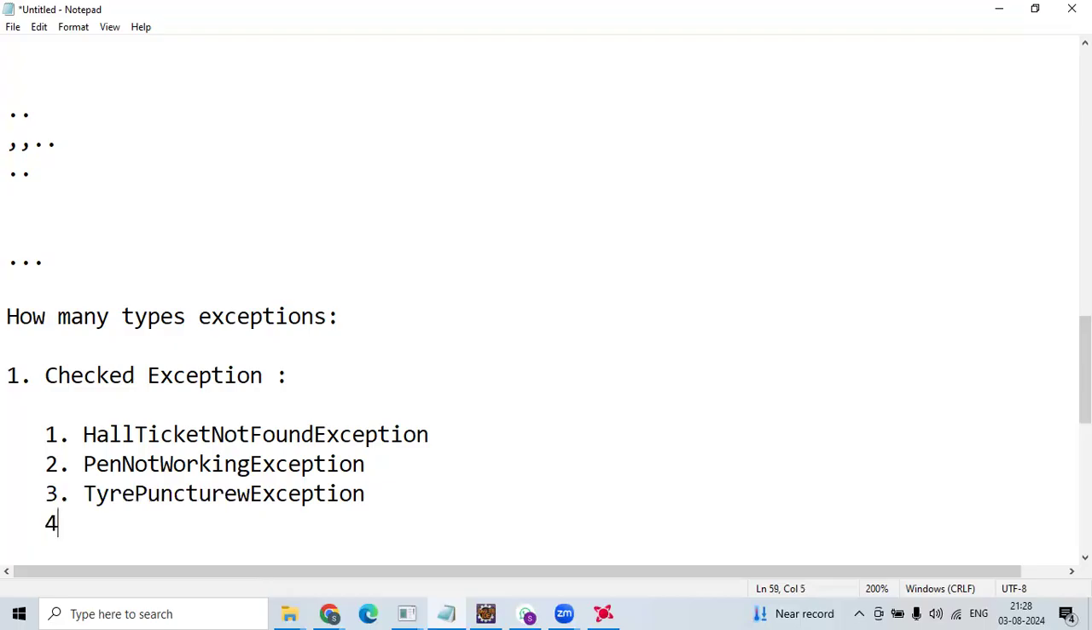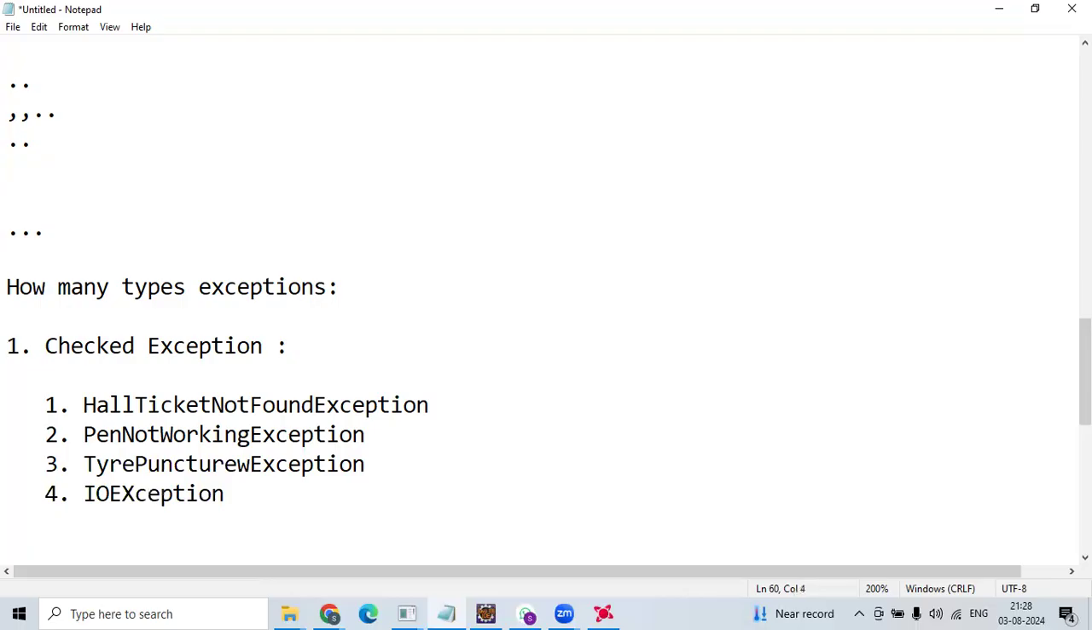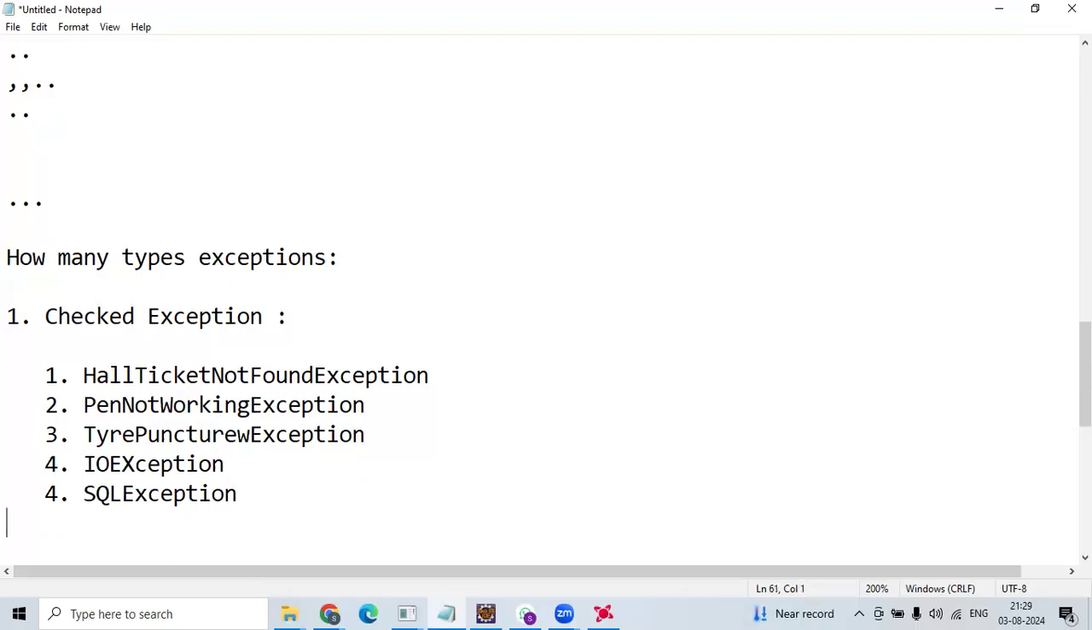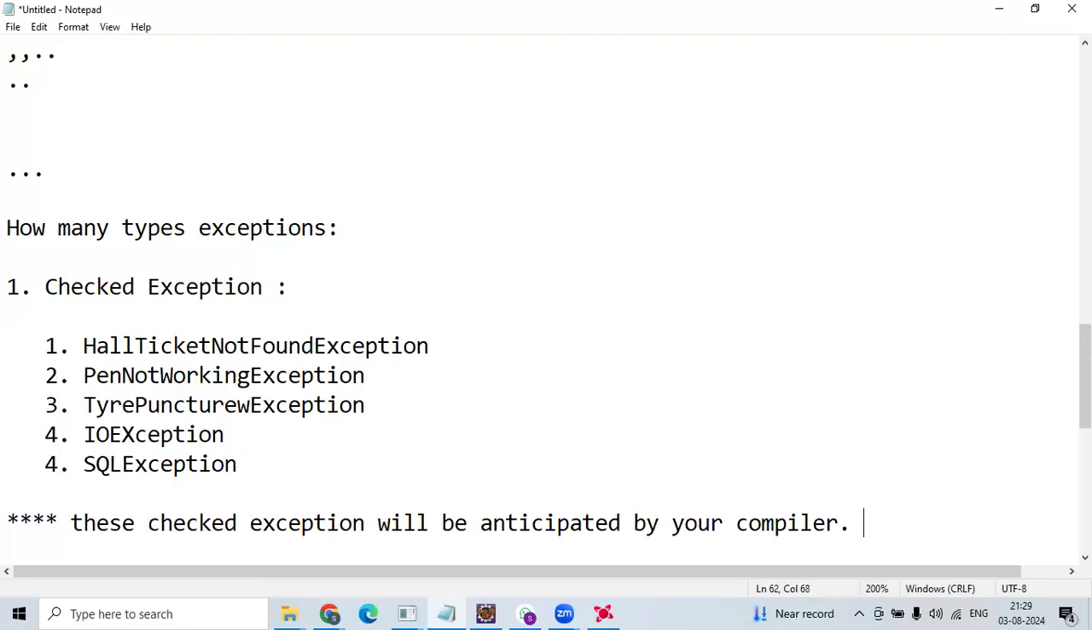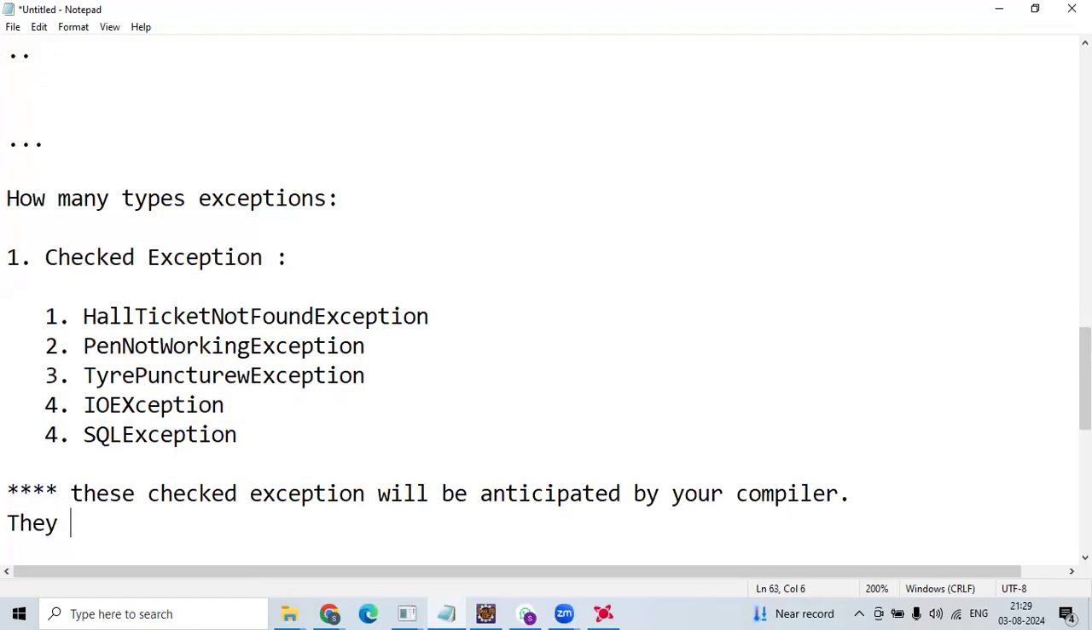So if you want to speak in technical terms, IOException. Don't worry, I will try to cover everything. Okay? So SQLException. What I mean to say is, whether this is IOException or SQLException, it will be anticipated by the compiler, and it will give you a suggestion in the form of error. Okay, guys, here one star point I'm writing. See, these checked exceptions will be anticipated or predicted by your compiler, and it will suggest like an elder. Okay, earlier I told you, it will suggest like an elder.